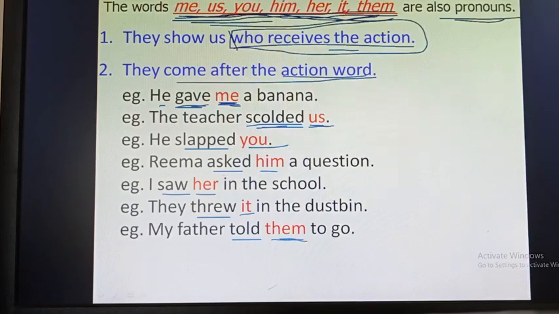So dear children, this way you can use the personal pronouns in the accusative case: me, us, you, him, her, it, them. Okay, so I hope you are clear.